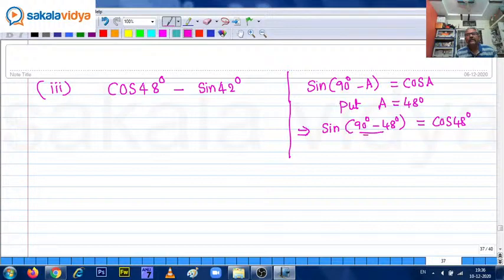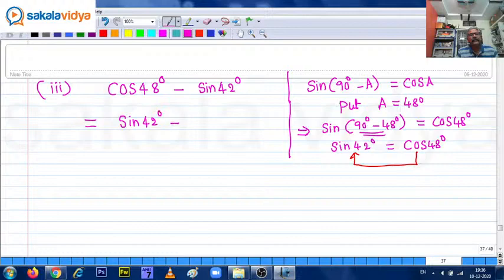So 90 minus 48 is 42. So sine 42 degrees equals cos 48 degrees. So instead of this cos, we can substitute sine 42. So this equals sine 42 degrees minus sine 42 degrees. Both get cancelled. Sine 42 minus sine 42 is 0. Answer is 0.